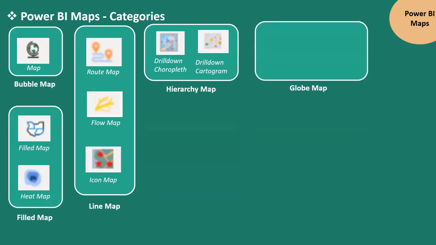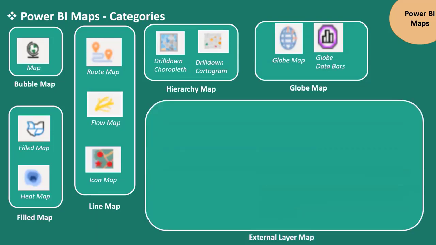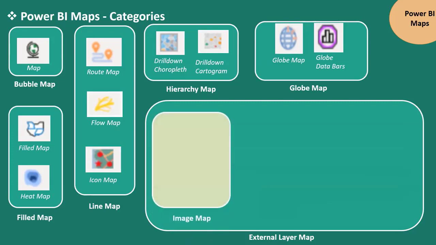We have then the globe map, which is the globe map and the globe data bars. So we don't have an overview of the base map, but we have the view of the whole globe atmosphere. And then we have external layer maps, which are the maps that allow us to import external data rather than the data set that is imported in Power BI. So here we have image maps where we can create images and import them in Power BI.